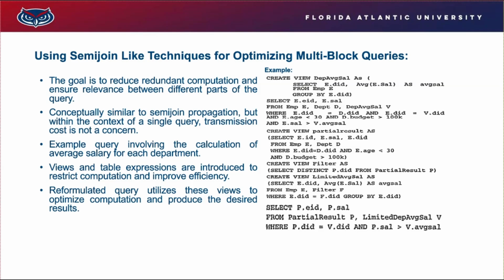Conceptually similar to semi-join propagation, but within the context of a single query, transmission cost is not a concern. For example, a query involving the calculation of average salary for each department, which is shown in the first part of the example. Views and table expressions are introduced to restrict the computation and improve efficiency, which is shown on the second part of the example. And the reformulated query utilizes these views to optimize computation and produce the desired answer, which is shown on the last part of the presentation.